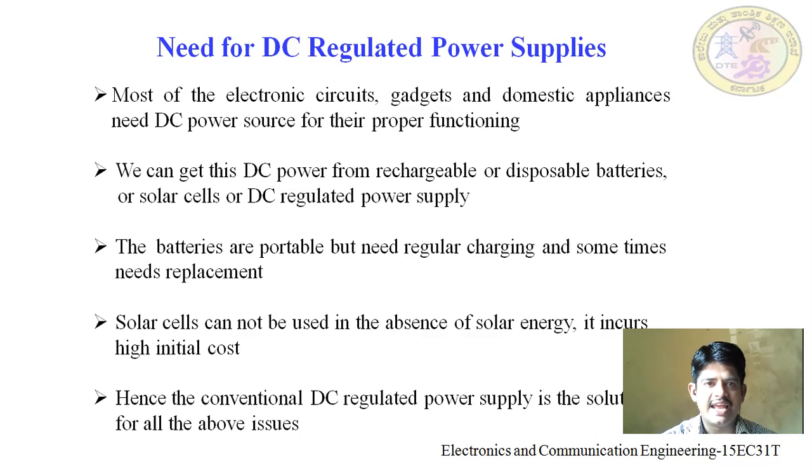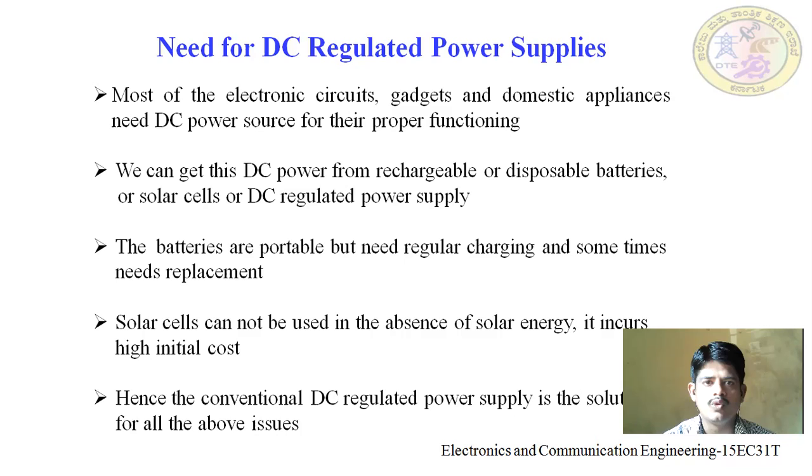Especially the electronic equipment needs DC power supply. DC power can be obtained from various sources, like a battery or solar cells or any other way, but those have some limitations. Like if you are using a battery, you cannot use it for a longer life because it has its own life.